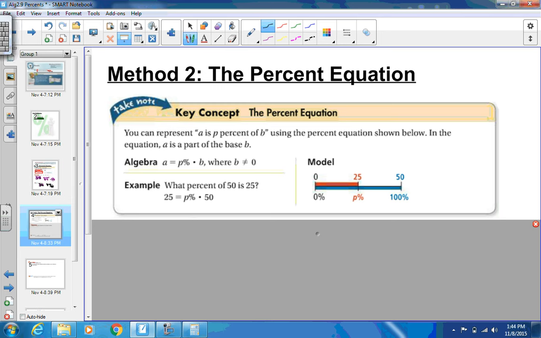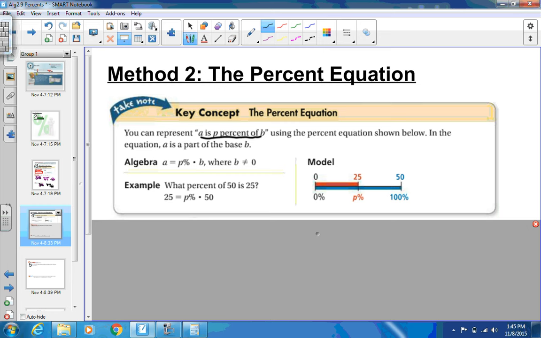If it's A is P% of B, you can write that as A equals, because is would be equals, P% of represents times B. Right? And then you'd be plugging in for A and B. A is the part, B is the whole, and you'd solve for the P%.